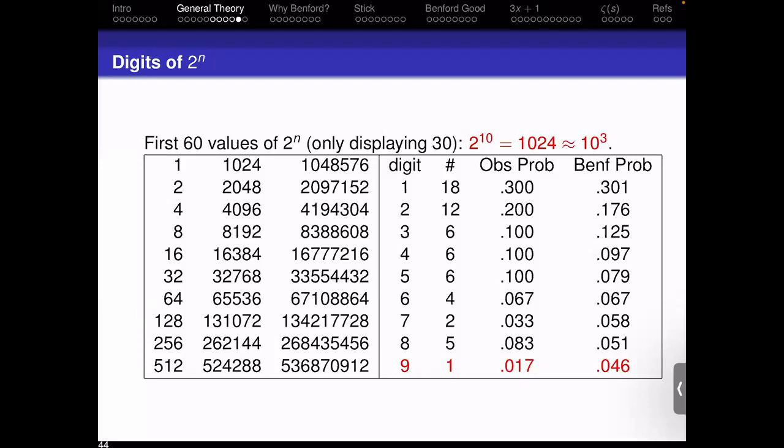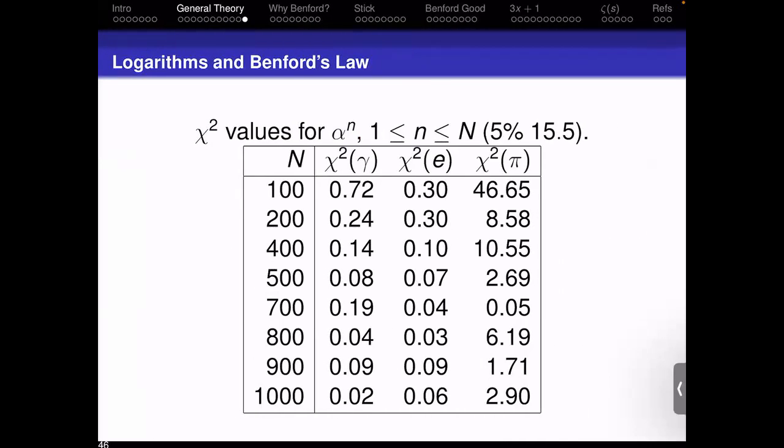Okay, choosing just a couple of other numbers to try to get a sense of how quickly Benfordness sets in, I chose 3 of the most famous irrational numbers: the Euler-Mascheroni constant gamma, the constant e, and the constant pi. I calculated the chi-squared value to see how good a fit Benford is to the data, with n going from 100 to 1,000. And we see that for the first 2, the fit looks very good.